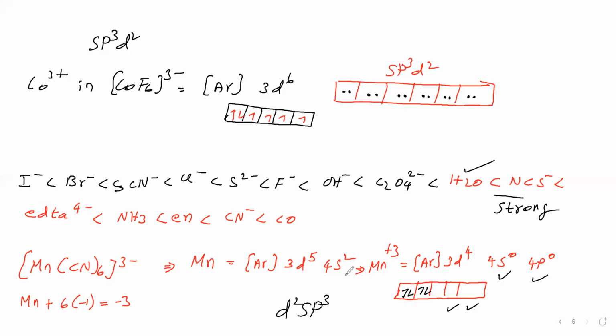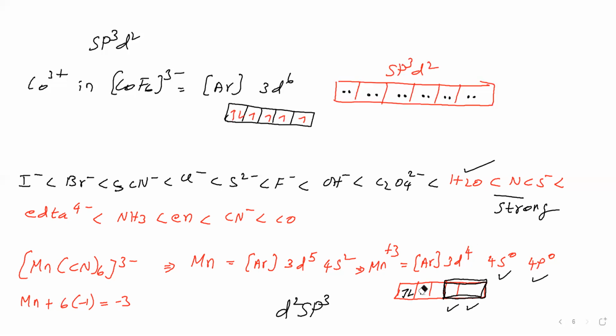That means it is an inner orbital complex. For an inner orbital complex, how many d orbitals are required for intermixing? Only 2. So these 2 orbitals you are giving for intermixing. The rest of the 3 d orbitals are available now. Now fill these 4 electrons in the 3 d orbitals. How to fill?